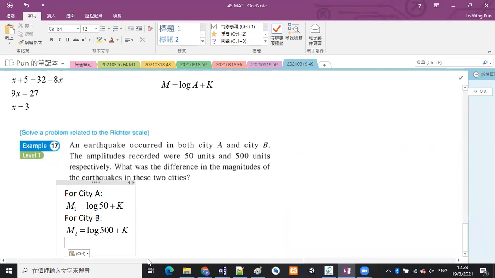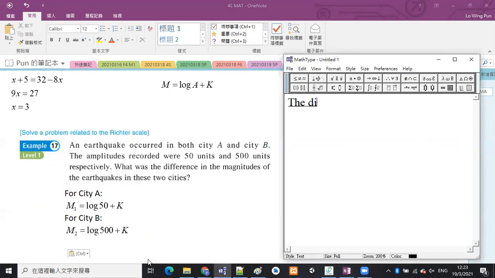Can you follow? And then we have M1 and M2. These are the magnitudes of the two earthquakes, and the question asks us to find the difference between the magnitudes. I'm going to use the larger one to minus the smaller one. So that is M2 minus M1. Okay, so the difference is equal to M2 minus M1.